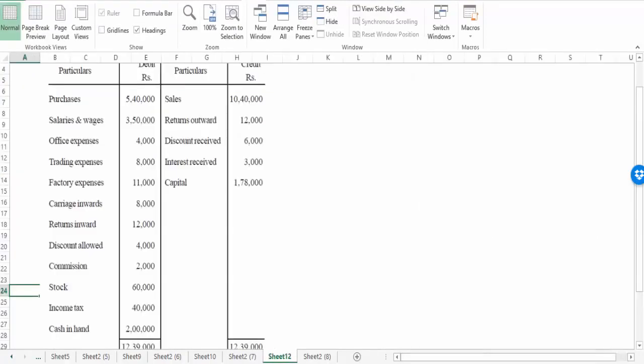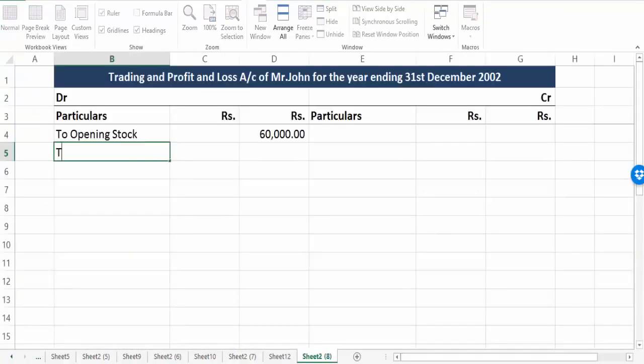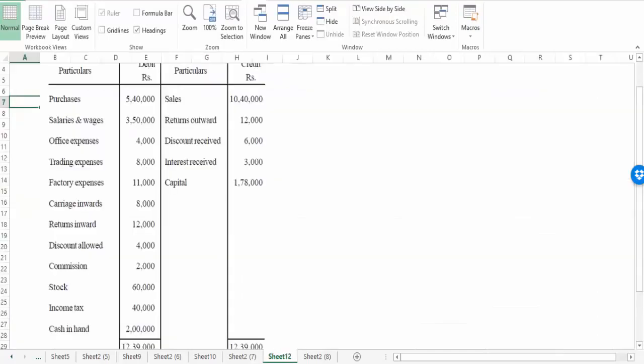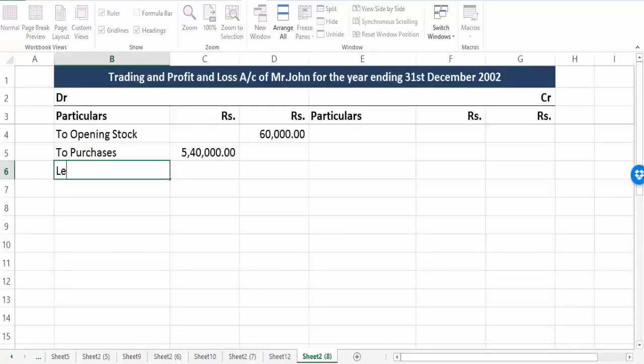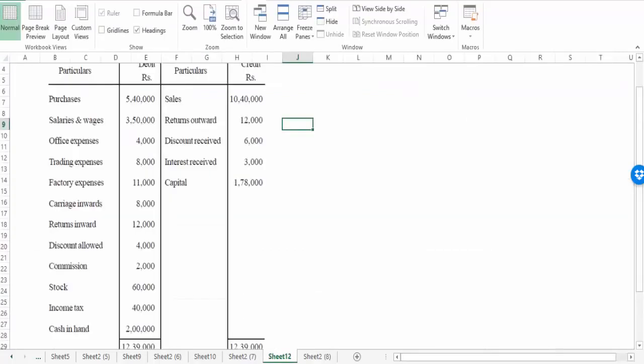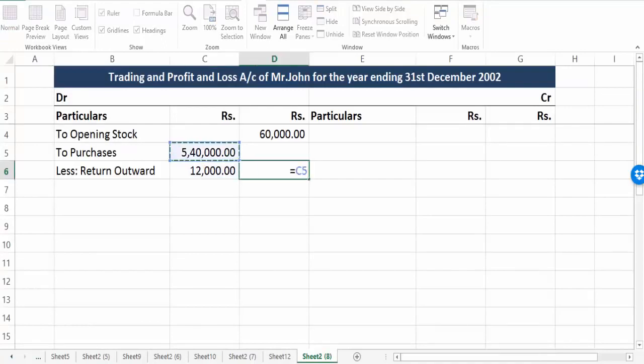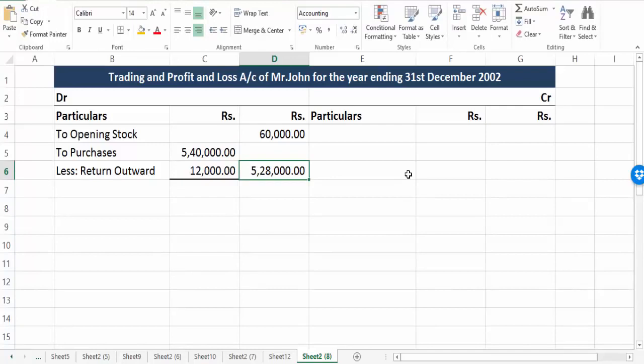Then let's try to capture items related to trading account. We have this purchases 5,40,000. We'll have it in inner column. To purchases 5,40,000. Why inner column? Because there is a purchase return written. Here we have return outward of 12,000. So less return outward, 12,000. So we are going to have net purchases 5,40,000 minus 12,000, which is 5,28,000. So that is taken care.